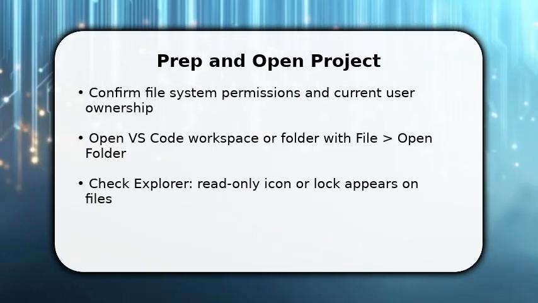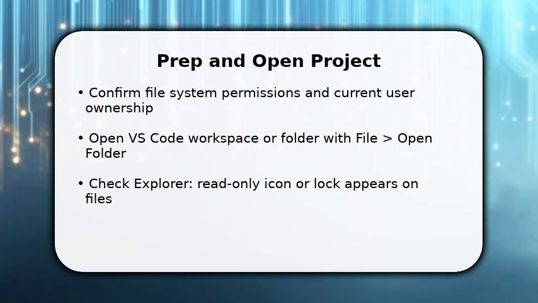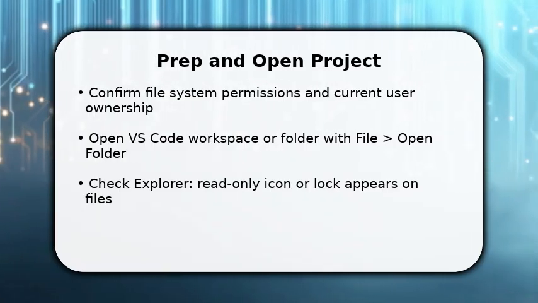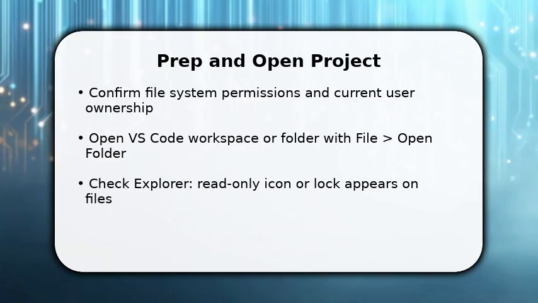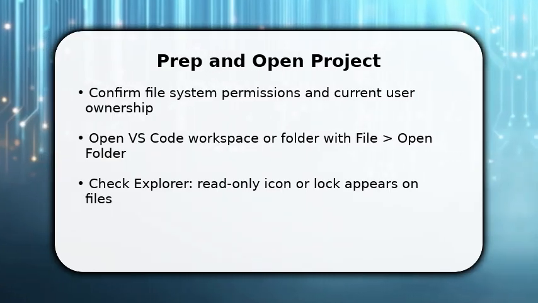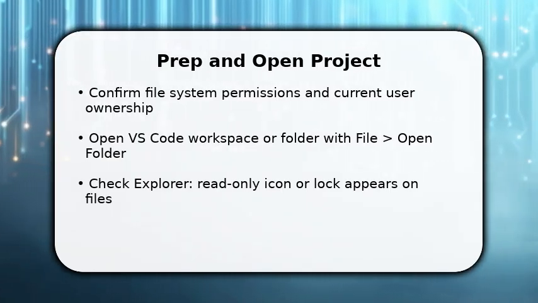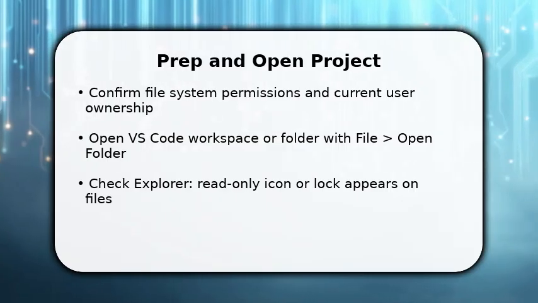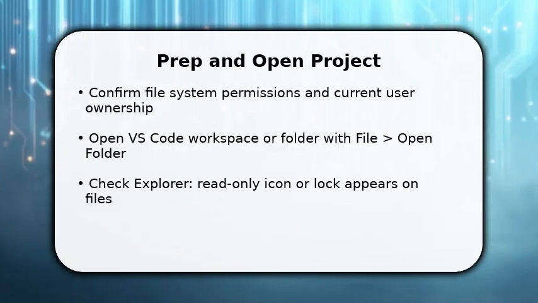You start by confirming permissions. Check the file's owner and whether it's marked read-only at the OS level. Open your project folder in VS Code now, not just a single file. Once opened, inspect the Explorer pane for lock or read-only indicators.